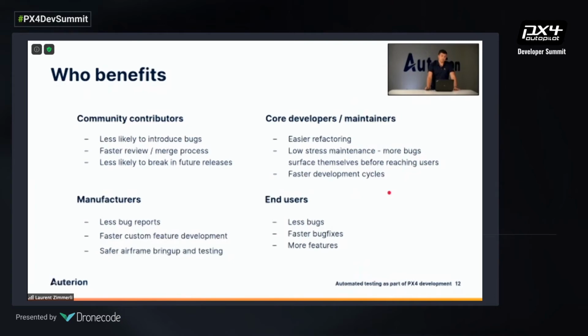Manufacturers, you deal with fewer bug reports from your end users. If you have custom features that need to be developed, they can go quicker. And for new airframe bring up, testing new things, putting things on real vehicles, chances are that the bugs already got caught on an earlier level, and so you're not going to have as many crashes, as many fried motors, fried hardware, broken whatever, lost customer trust. And end users, of course, they like fewer bugs, they like faster bug fixes, and they like more features, because remember, we can do more features in the same time when we have tests.